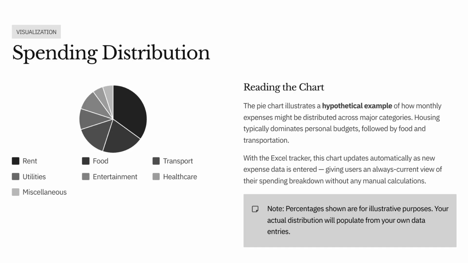The spending distribution pie chart illustrates a hypothetical example of how a budget is allocated. In most personal finance models, housing represents the largest share. The critical value of this visualization is its dynamic nature. As new data is entered into the Excel log, this chart shifts in real time. This allows a user to perform variance analysis mid-month, seeing exactly how much of their pie is being consumed by discretionary spending before they reach a deficit.